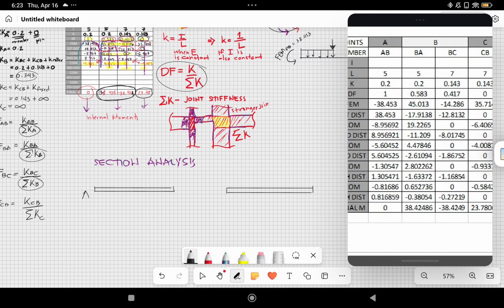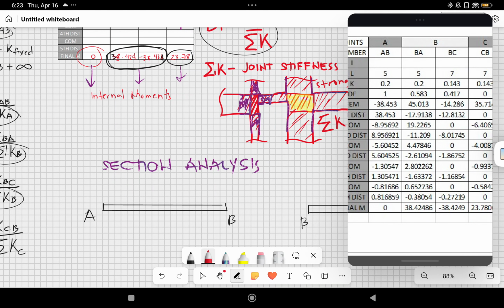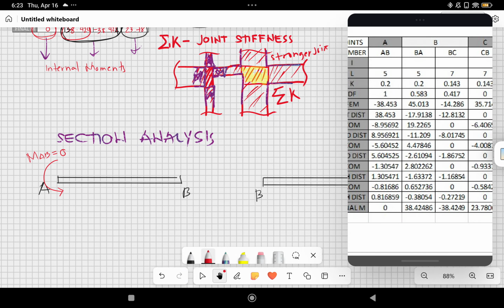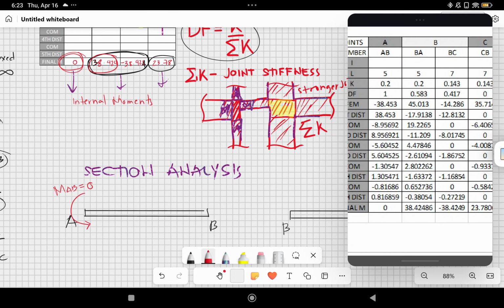So ito yung joint A, saktong joint B, and then saktong joint B hanggang joint C. So ito indicates yung moment sa AB. So MAB is 0. Okay, this one indicates BA. So that is positive 38.424, ibig sabihin clockwise moment.